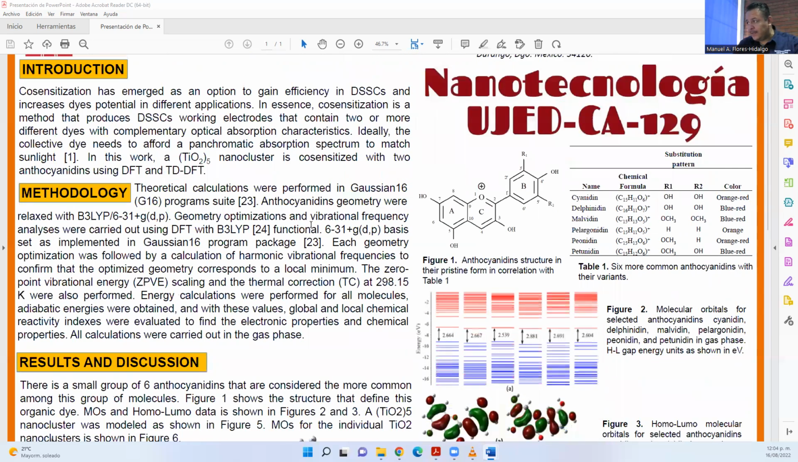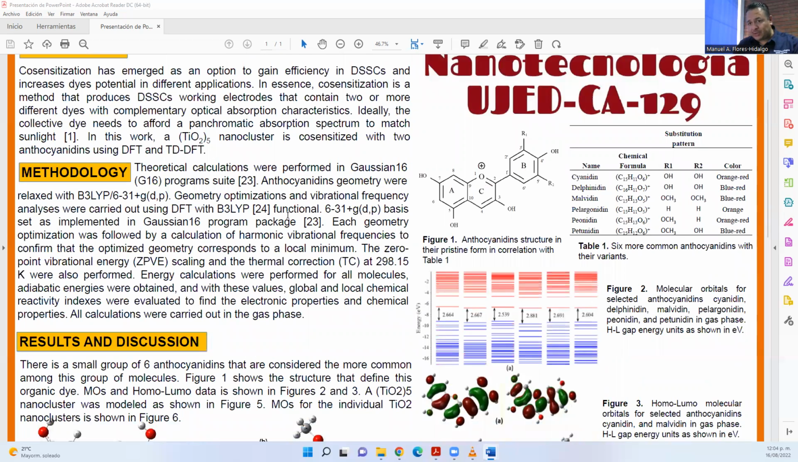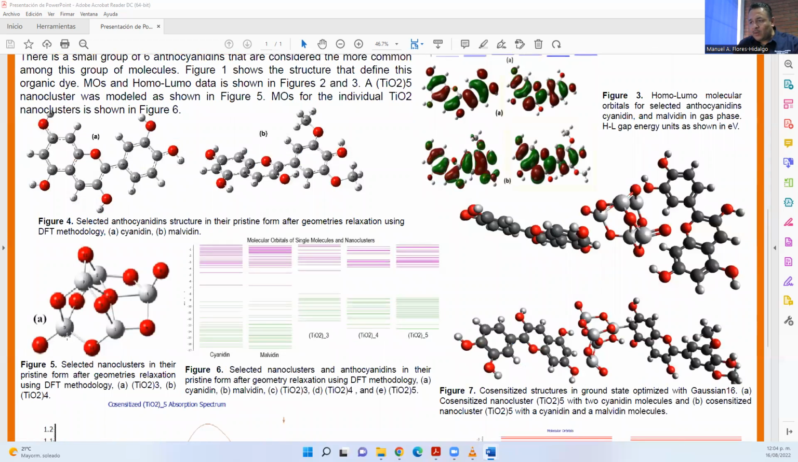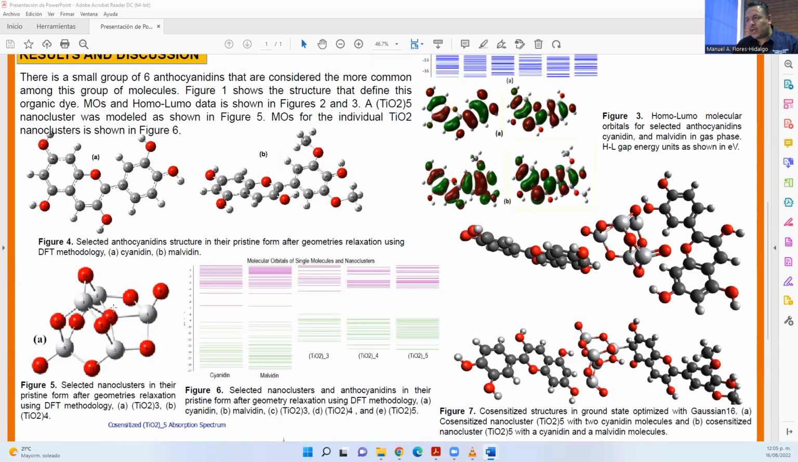So this is a co-sensitization process that we are trying to do in a 5-unit cluster, as shown here in figure 5. We see that this nanocluster has 5 titaniums, which contain the 2 oxygens by each titanium and form this cluster, this arrangement. So we will take a couple of different pigments to achieve a co-sensitization process on this semiconductor. This nanocluster is a semiconducting dioxide.